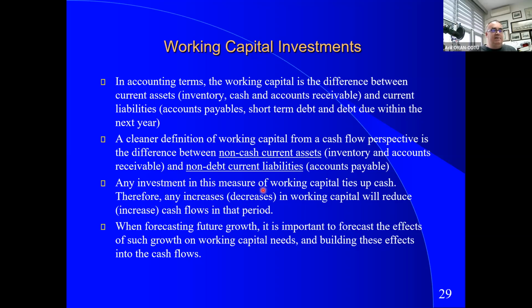So any investment in this measure of working capital ties up cash. Yes, it needs to be made. Forecasting future growth, be careful, okay? Some companies have strange working capital numbers. So we will see some examples of those as well. But again, typically a company that is growing has to invest in fixed assets, long-term assets, and in short-term assets to allow it to grow. It needs to be taken into account.